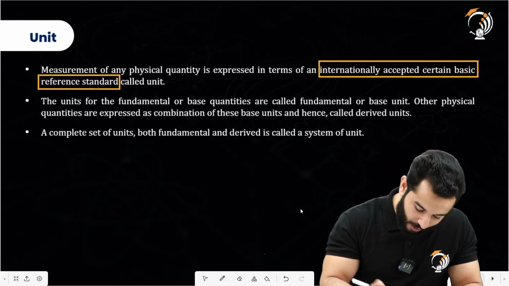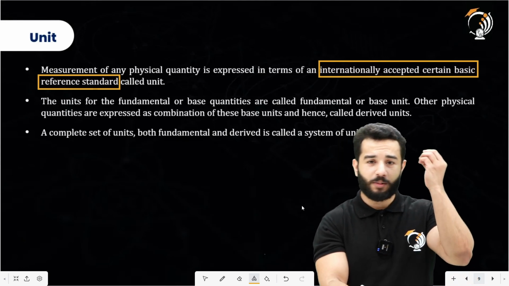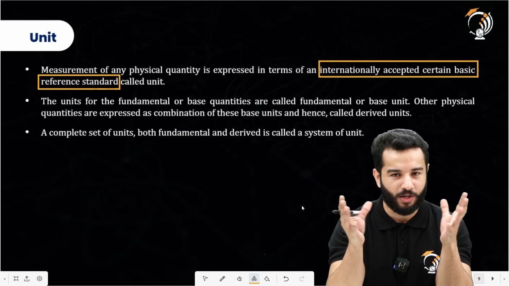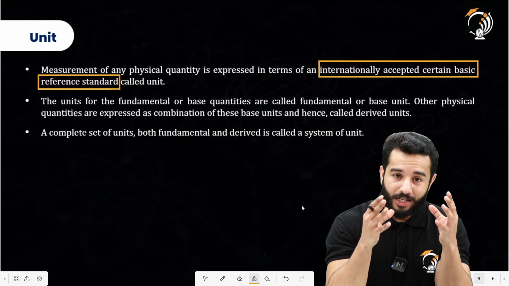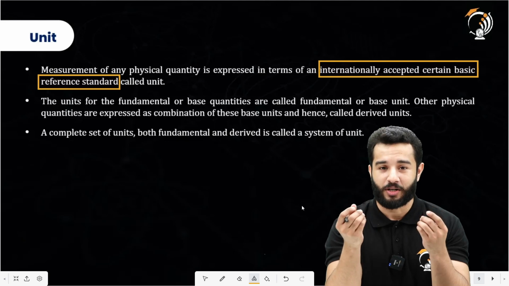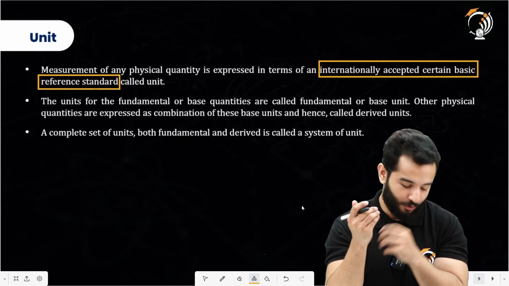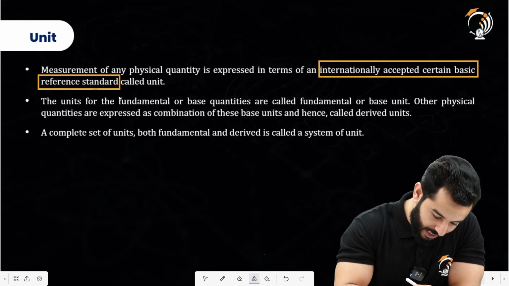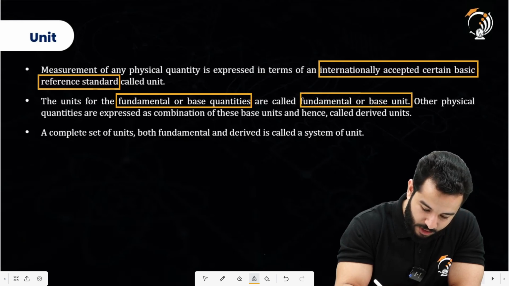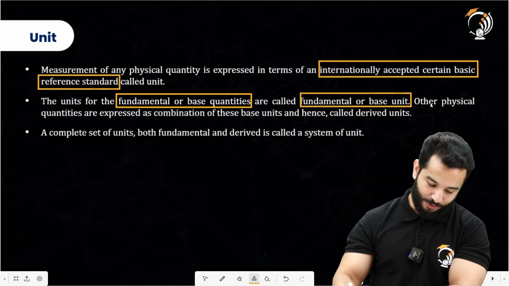The units for fundamental quantities, now here the things are quite easy. We talked about physical quantities: they are fundamental quantities and derived quantities. The units of those fundamental quantities will be known as fundamental units, and the units of those derived quantities will be known as derived units. So this is one of the most important things: fundamental or base quantities have units called fundamental or base units. Other physical quantities have derived units.